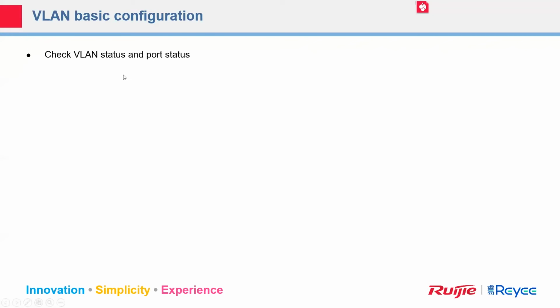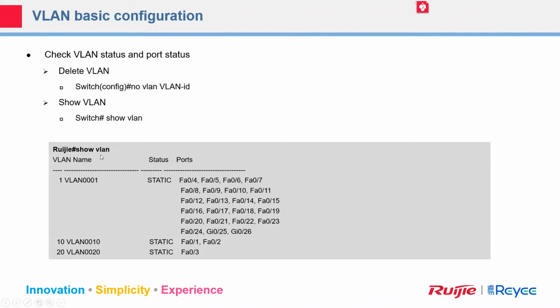And then some commands to check the VLAN status and the port status. If you don't use a VLAN, you can delete it. The command is no vlan and the VLAN ID. Pay attention, you cannot delete VLAN 1, but the other VLANs you can delete. And we can check some VLAN information with show vlan. Now in this switch, we created VLAN 1, VLAN 10, and VLAN 20.